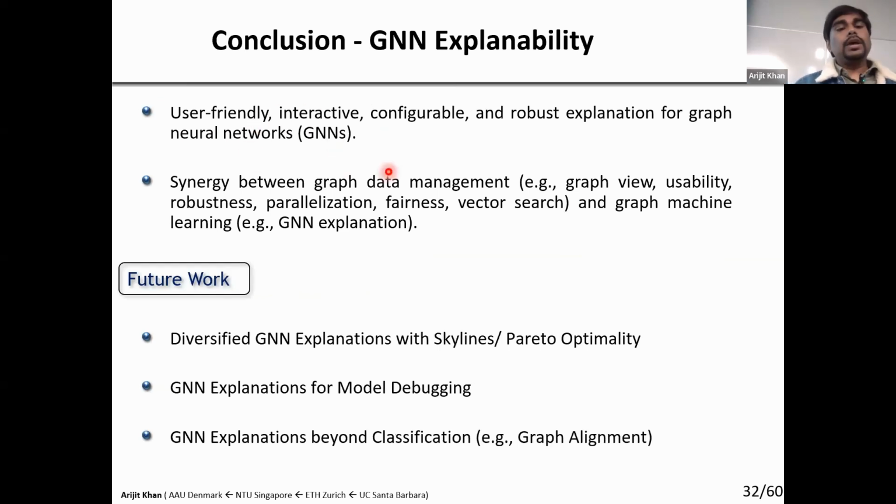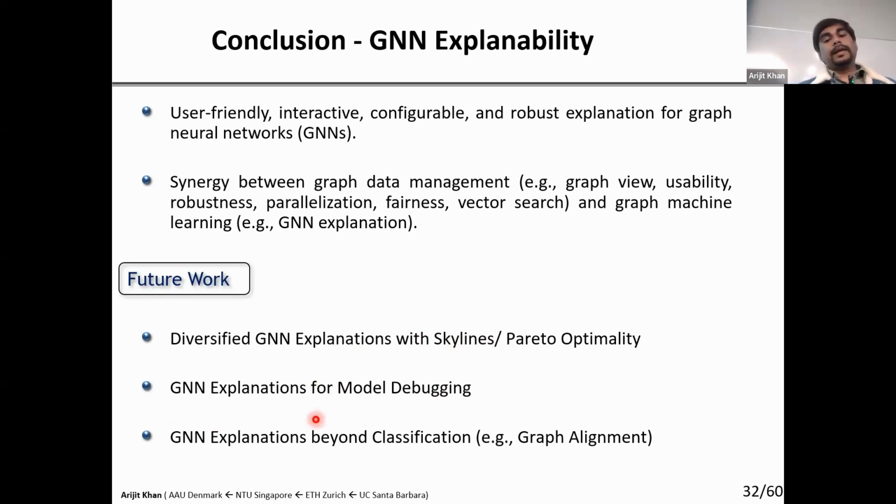What I want to give as the take home message is that we are applying different kinds of data management techniques, such as graph views, usability, robustness, parallelization, fairness, even vector database search, to make the explanations much more user friendly to the domain experts. And in terms of future work, we are also looking into problems such as Pareto optimality, because as I said, there is no unique metric that is good for all explanations, right? It comes from many different requirements. So that means you might look for multi-criteria optimization and an explanation that is good across multiple factors, right? So we are taking help of skylines to solve that problem.